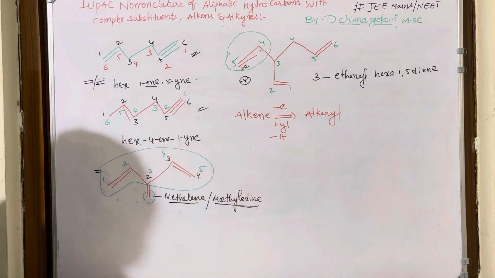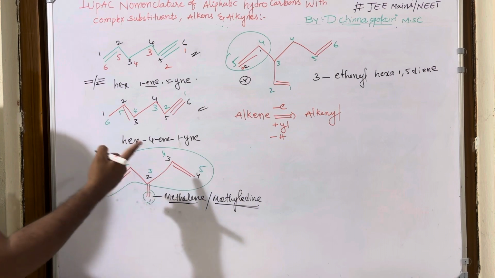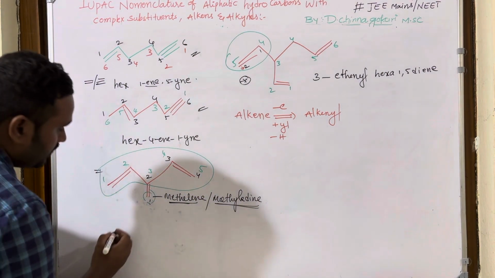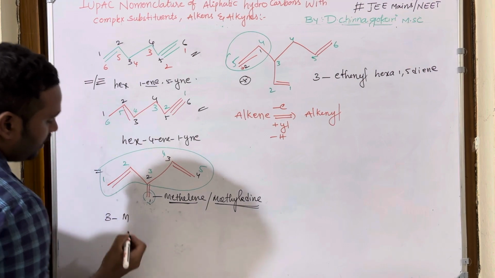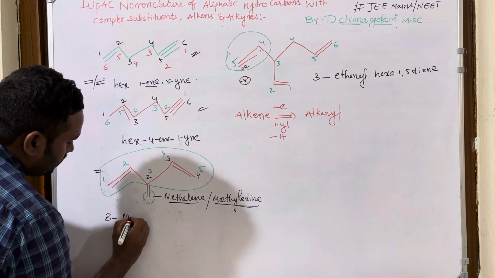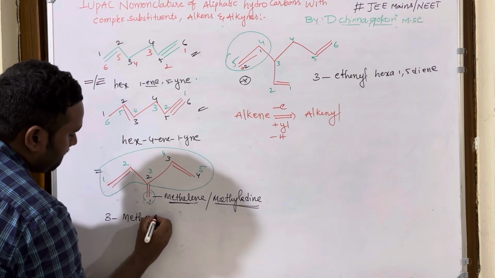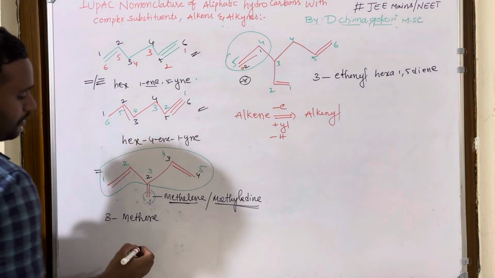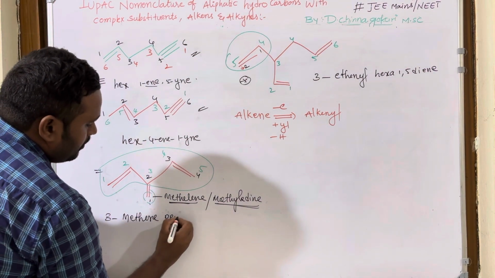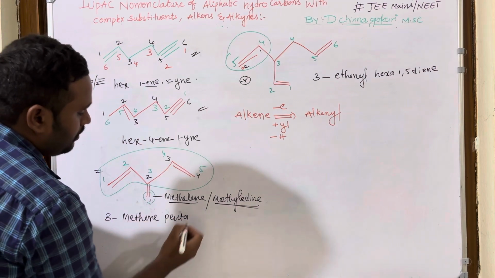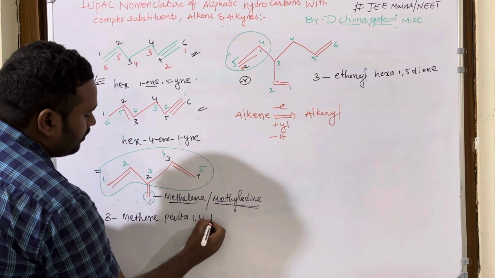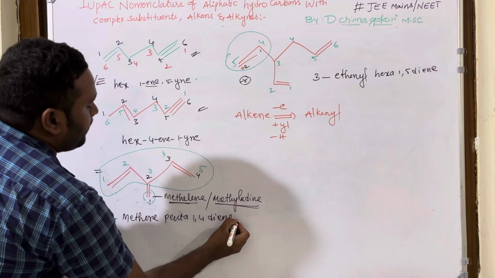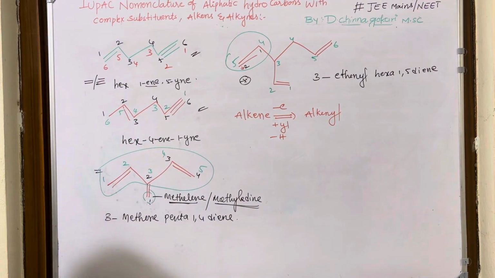So what is the name of this compound now? 1, 2, 3, 4, 5. So the substituent is at which position? Third position. 3 methylene or methylidene. 3-methylene penta-1,4-diene. So this is the name of this compound.